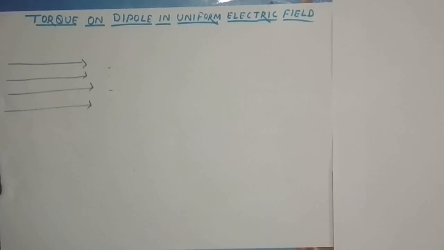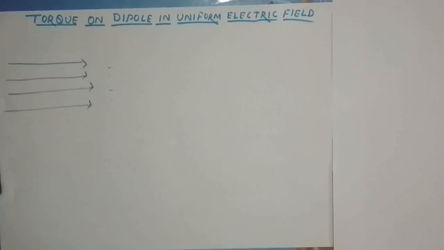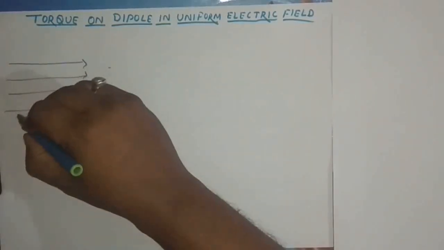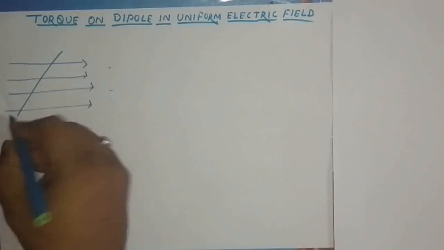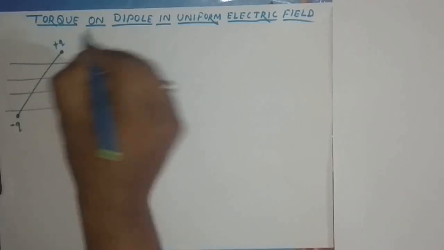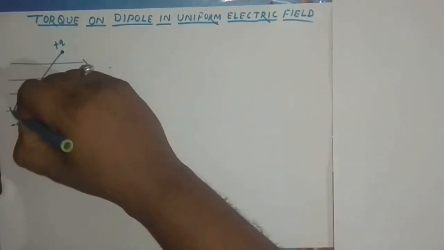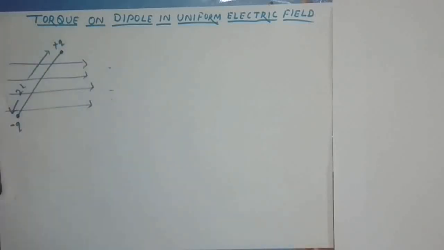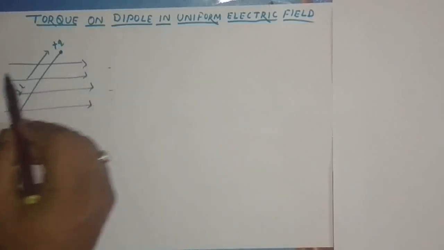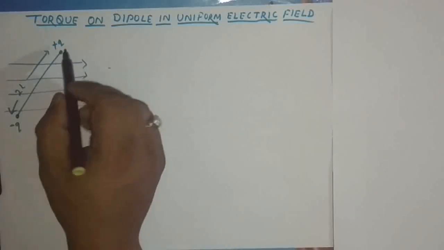Now let us think of an electric dipole. Let us take a dipole. Let here be minus q, and here plus q. And what is the length? The total length is 2L, as usual, the dipole length. What are you observing from here? This side is plus, this side is plus.